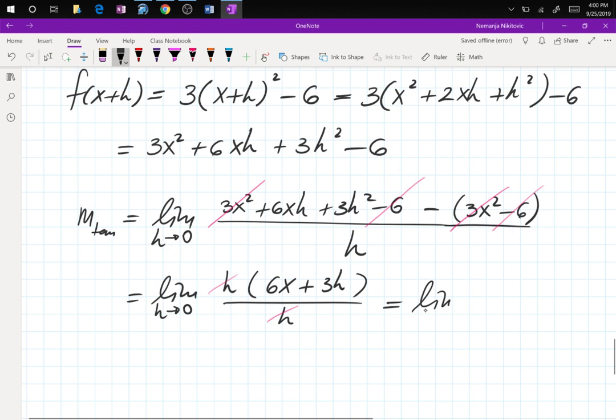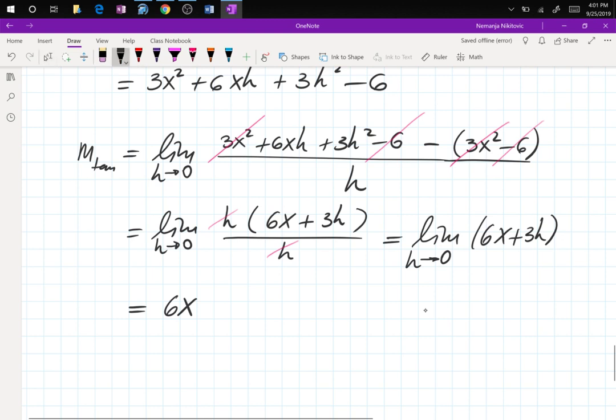And we have the limit as h goes to 0 of 6x plus 3h. The answer is just 6x, because when h goes to 0, that doesn't impact x at all. So when h goes to 0, it's 3h that goes to 0, and what you're left with is 6x. So now, what you have here is that the m tangent is equal to 6x.